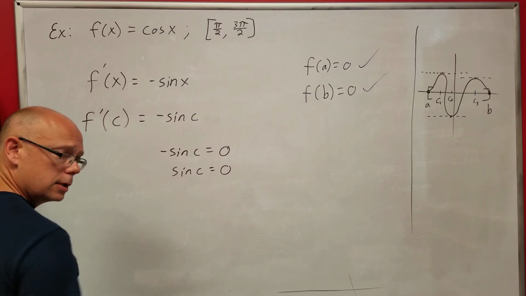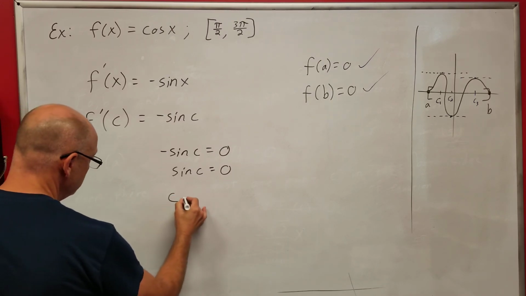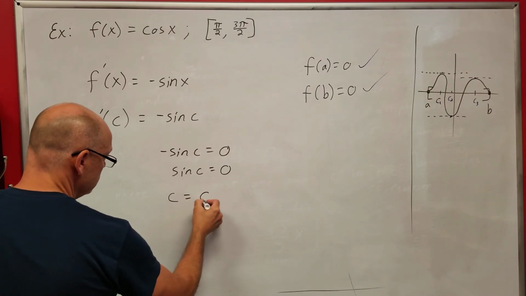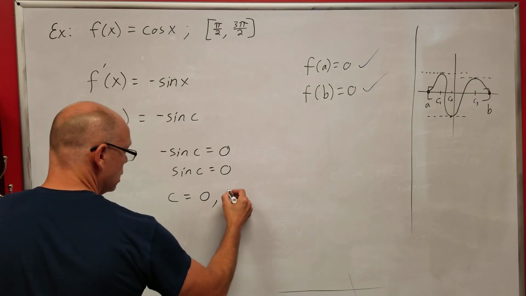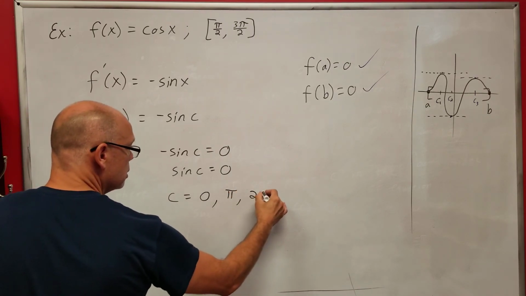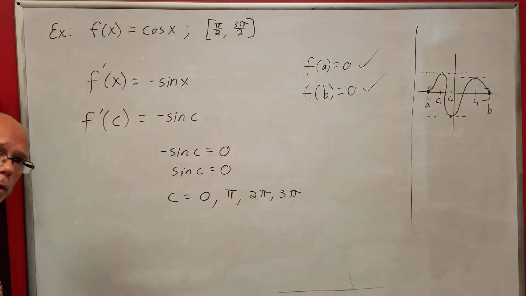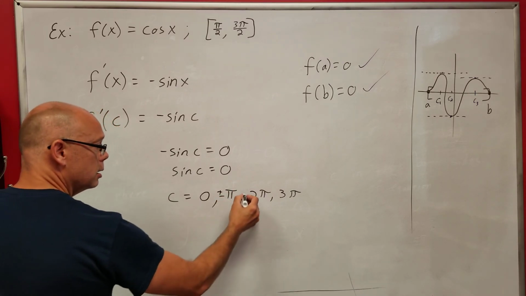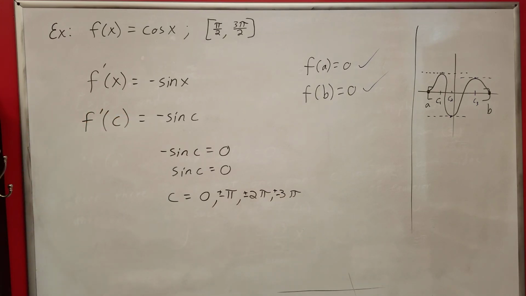Now, what's that value of C? Where is the sine function equal to 0? Sine function is equal to 0 at 0 radians. Where else? Pi radians, 2 pi radians, 3 pi radians, and so forth, right? And also at negative pi, negative 2 pi, negative 3 pi, so plus or minus all those, right?